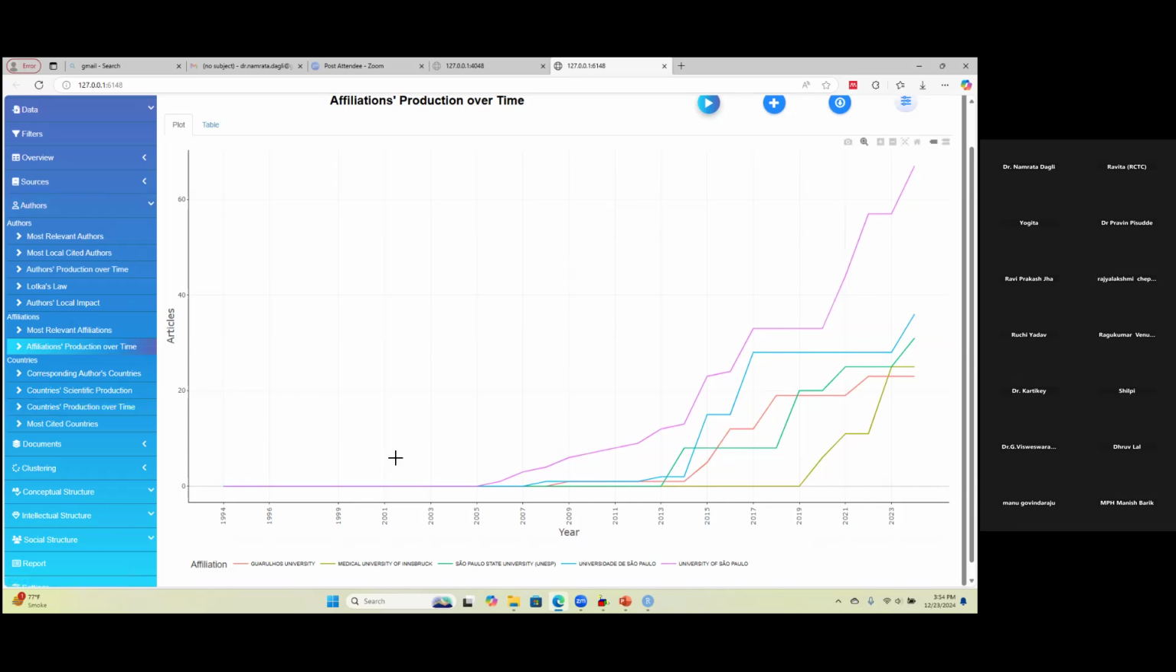When you write the results, use this graph. You need to mention which university was the pioneer, which is publishing more currently. When there is a significant rise, you can compare the number of papers among these institutions.